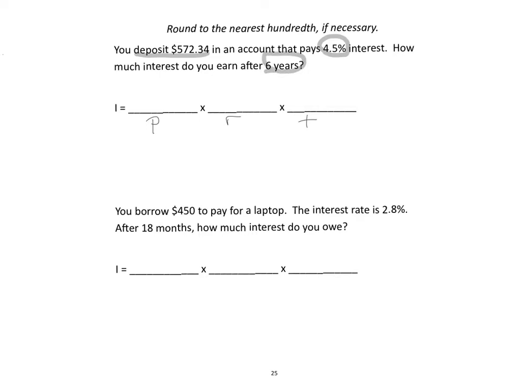So let's fill in the easy parts. First thing that's super easy for us to fill in is 6 for the time because of the 6 years. Next thing that's easy for us to fill in is the rate. Now, you see 4.5% interest. Your gut is going to want to put that in for I, but because it's a percent, that's what tells us it's a rate. So to change 4.5% to a decimal, we move it 1, 2 spaces to the left, fill in a 0. That means our rate is 0.045.